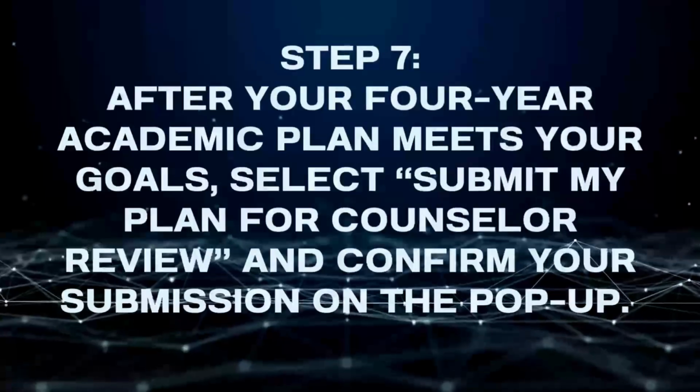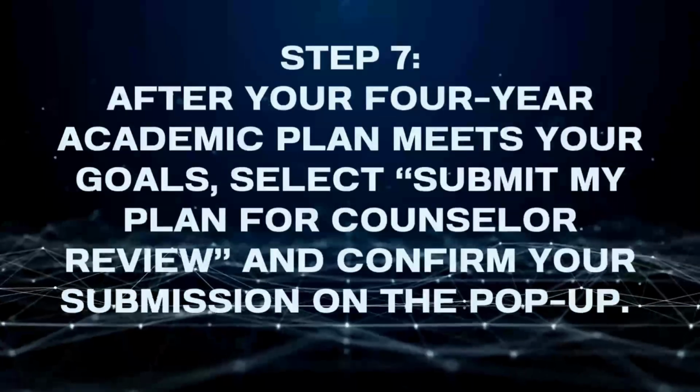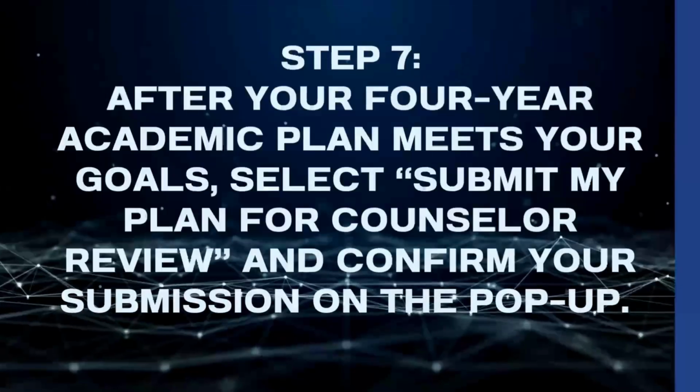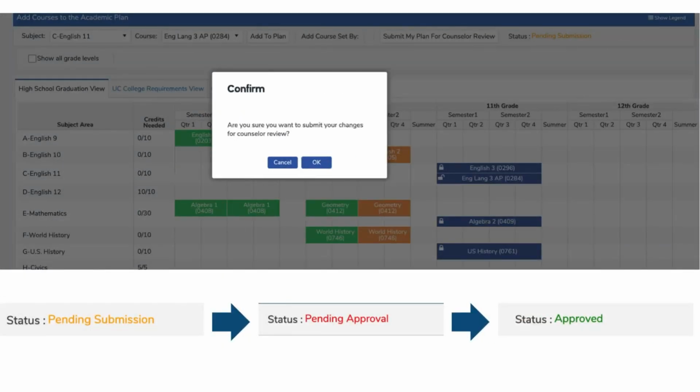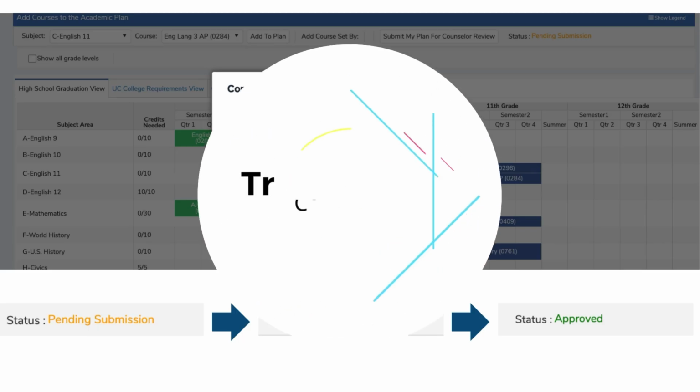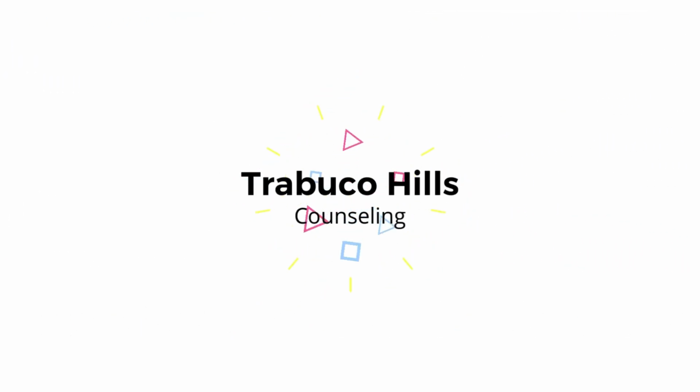Next step, submitting your academic plan. Once your 4-year academic plan meets your goals, click Submit My Plan for counselor review and confirm your submission. Remember, you'll meet individually with counselors to review and finalize your plan. This process will be revisited annually, allowing you to stay updated throughout your high school career. Good luck with academic planning!